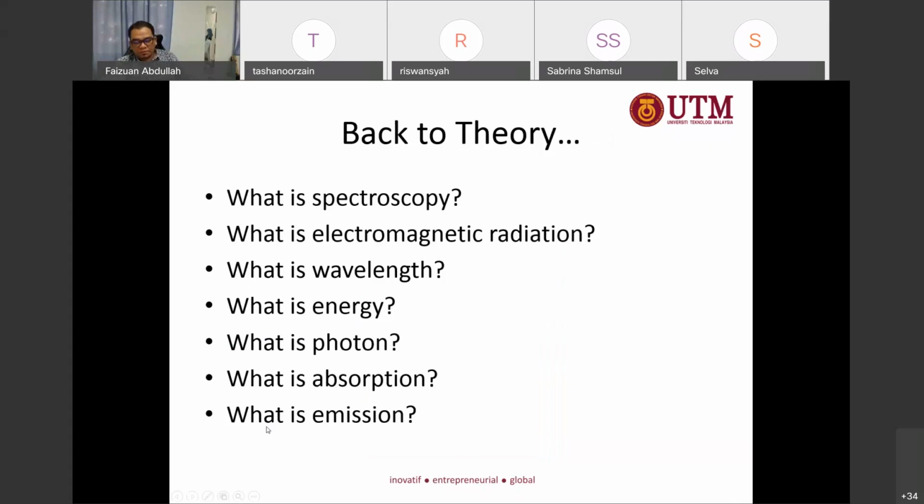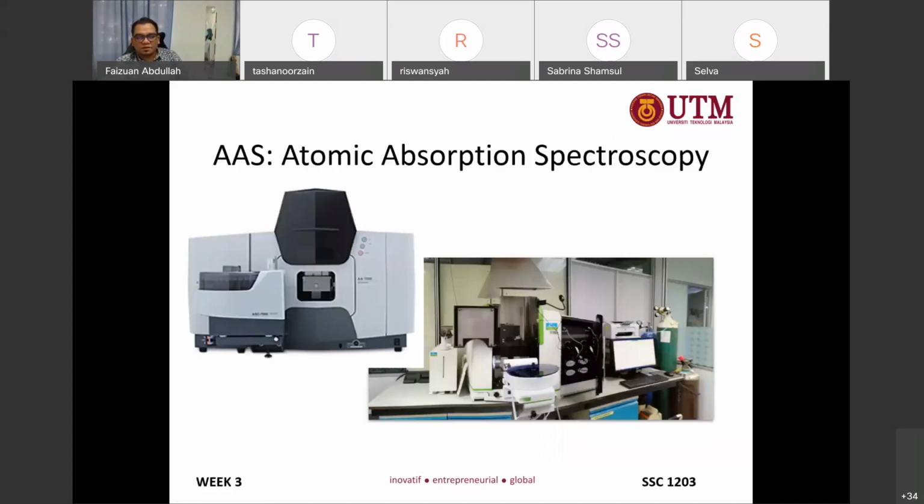So what is spectroscopy? Back to theory for a while. What is electromagnetic radiation? What is a wavelength? What is energy? What is a photon? What is absorption? And what is emission? Okay, just come back to the theory. All right, AAS, this is the image of the instrument.